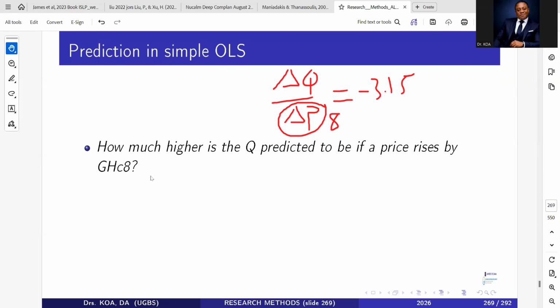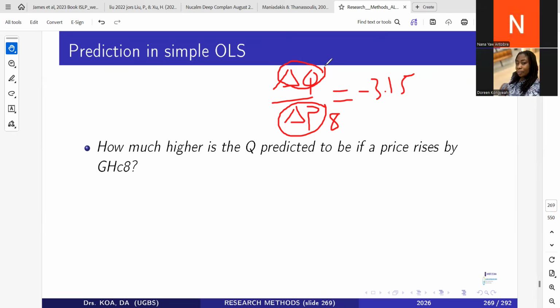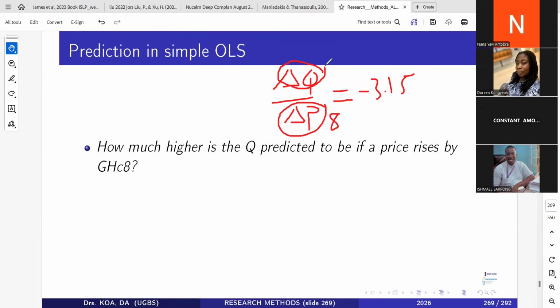Okay, so they are asking you to find the change in Q. That's what they are asking you. What do you do? And what will be the answer? Yao. You cross multiply. So change in Q is equal to negative 3.15 times 8. Good. The answer is going to be negative, right?